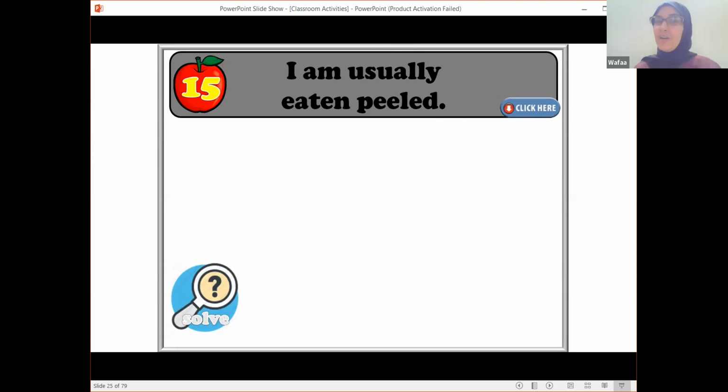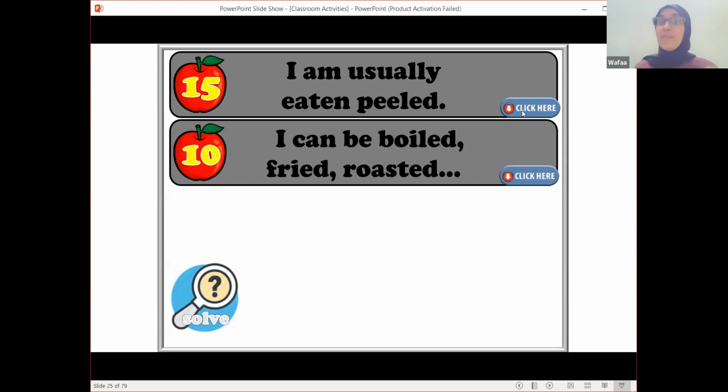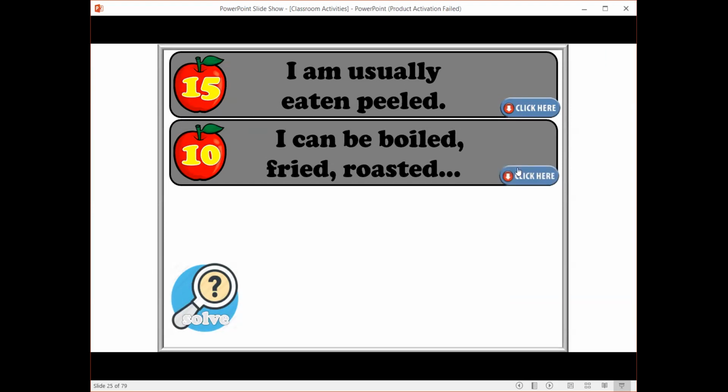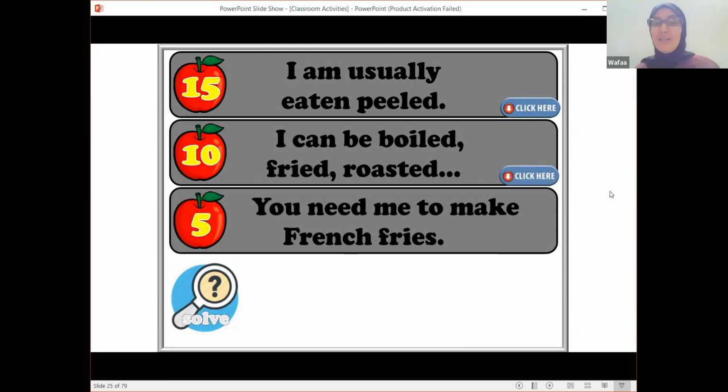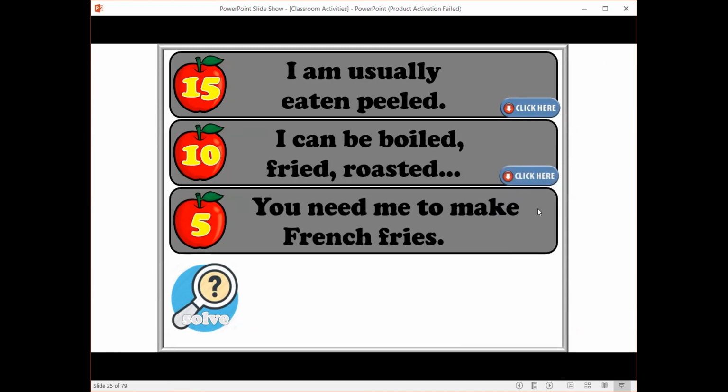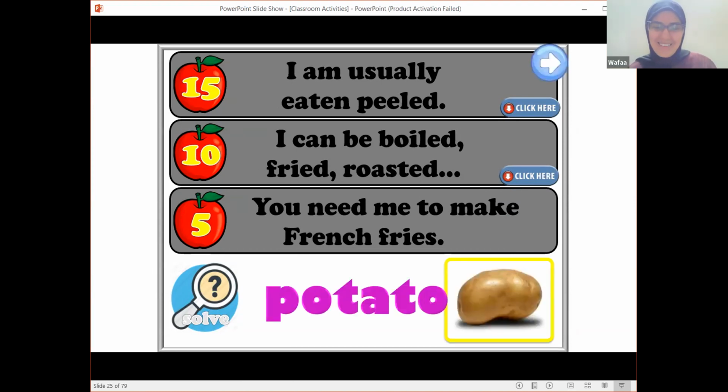Banana. Orange. Okay, let's read. I can be boiled, fried, roasted. Eggs. Potato. You need me to make French fries. Yes, it's potato. Excellent. Yes, that's great.